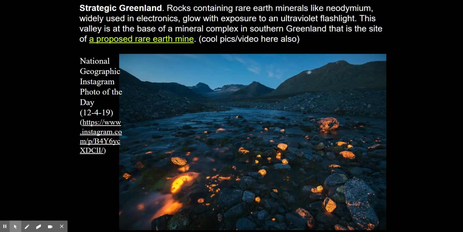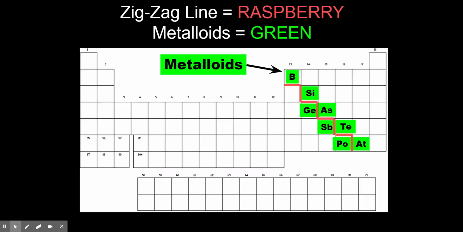If you look at the rocks here, rocks containing rare earth minerals like neodymium, which are widely used in electronics, glow with exposure to an ultraviolet flashlight. This valley is at the base of a mineral complex in southern Greenland that is the site of a proposed rare earth mine. You can see all of these rocks basically glowing when you shine this ultraviolet flashlight on them, and it helps identify all of those rare earth elements that are there.